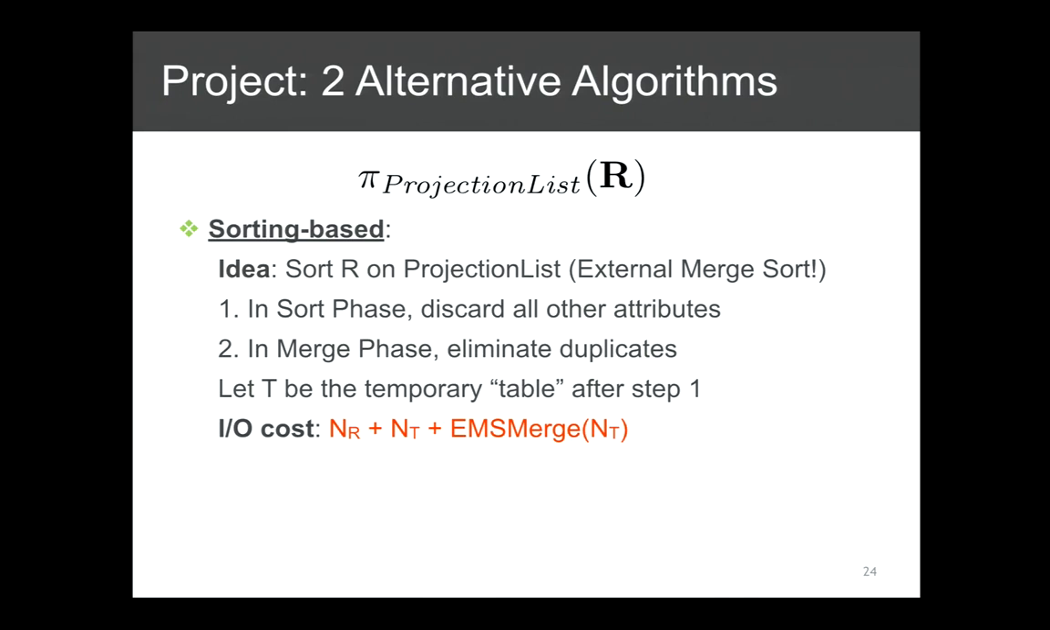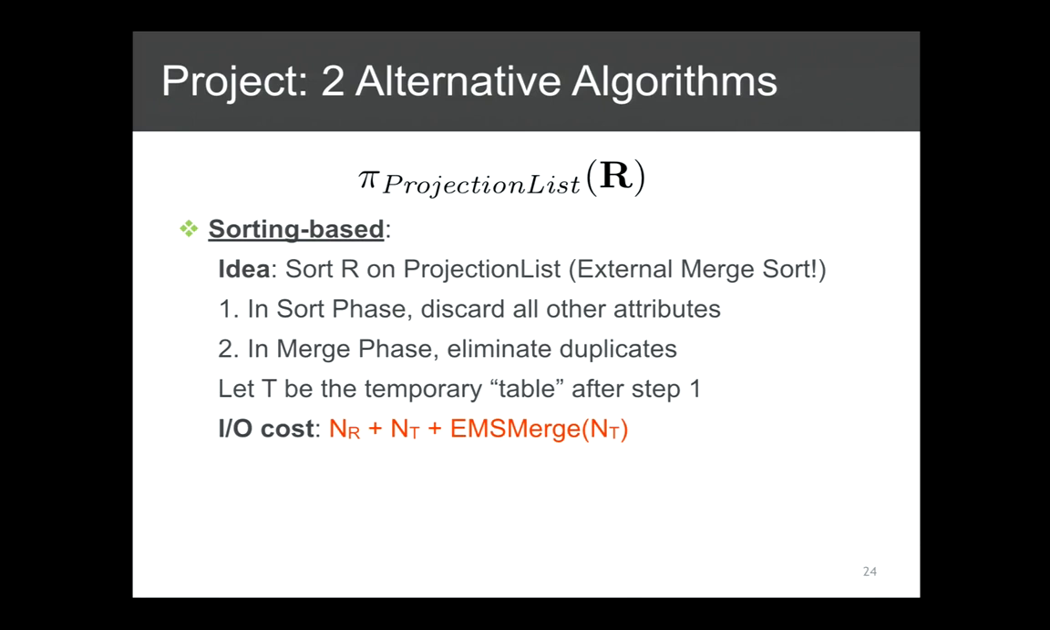Questions? Okay, is that clear? How you're able to throw away the non-projected attributes during the sort phase itself to save on I/O costs by writing out something much smaller than NR. And then during the merge phase, you do the deduplication when the pointers are compared, and that's basically the EMS merge cost for a temporary file of size NT. Now, how do you estimate NT? Estimating NT basically depends on the sizes of the attributes. If all the attributes are of the same size, then it's just the number of projected attributes divided by the total number of attributes. Otherwise, you have to count the byte width of each attribute and then scale it accordingly to get the size of NT.